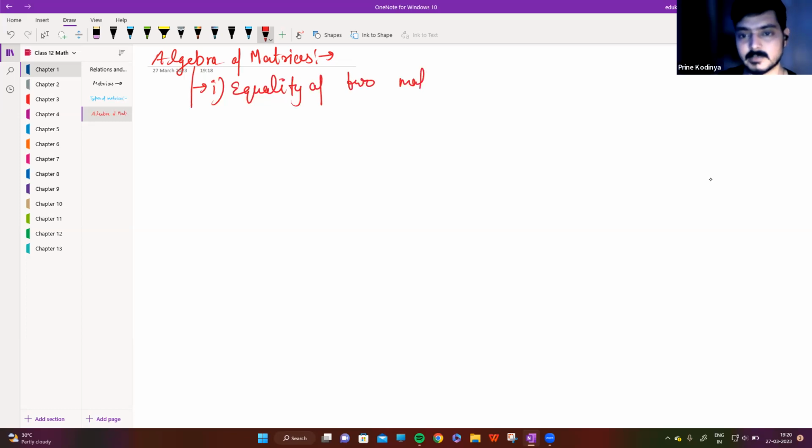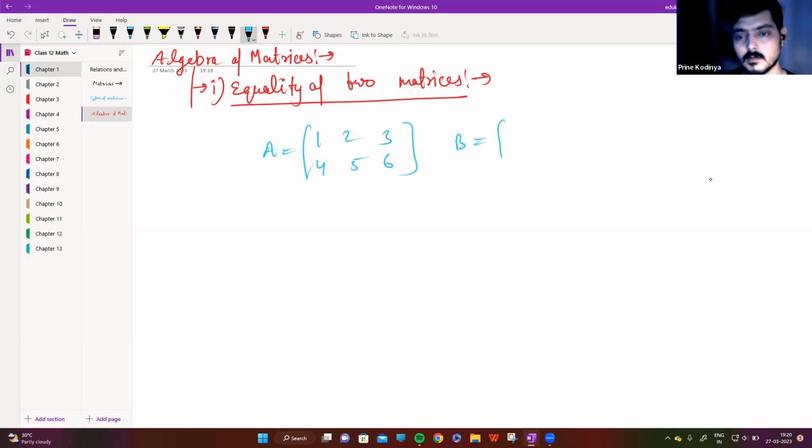When do you say two matrices are equal? In general, I'll ask you this question. What do you think about it? When do you see two matrices are equal? You can answer anything. Feel free to answer. Okay, I'll help you out. Are these two matrices equal?